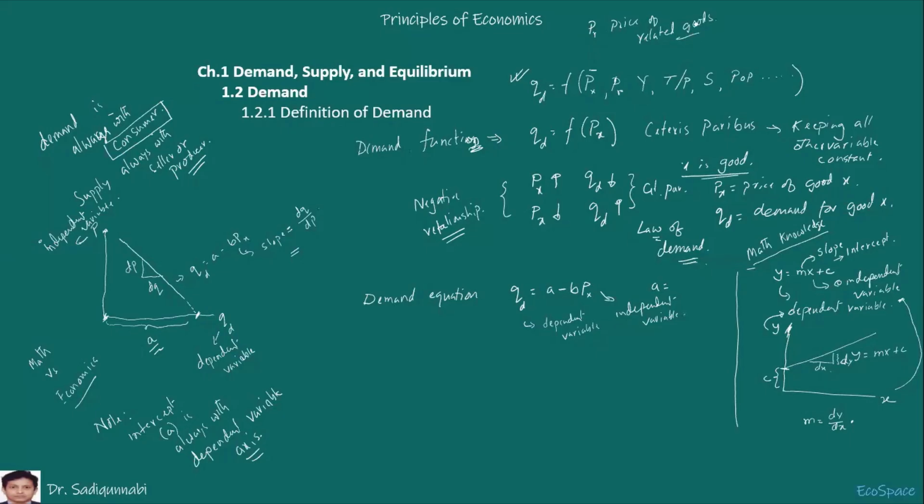So related goods could be of two types. One is called substitute. Another is called complement.